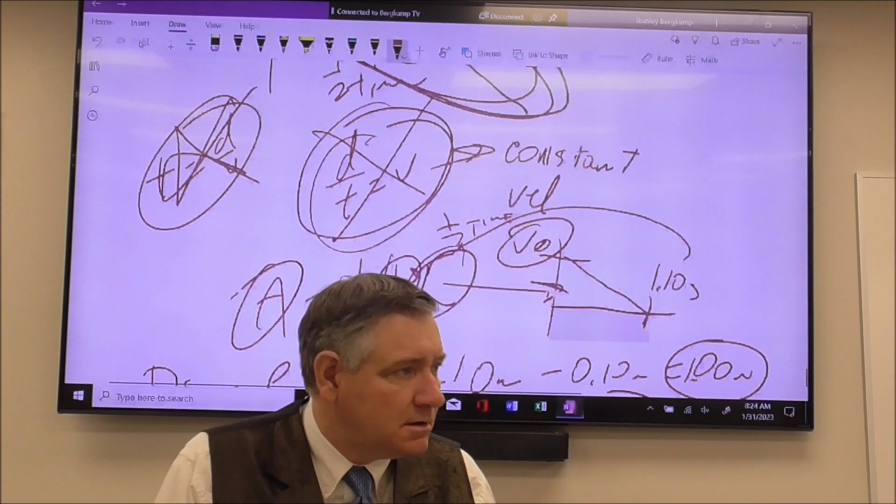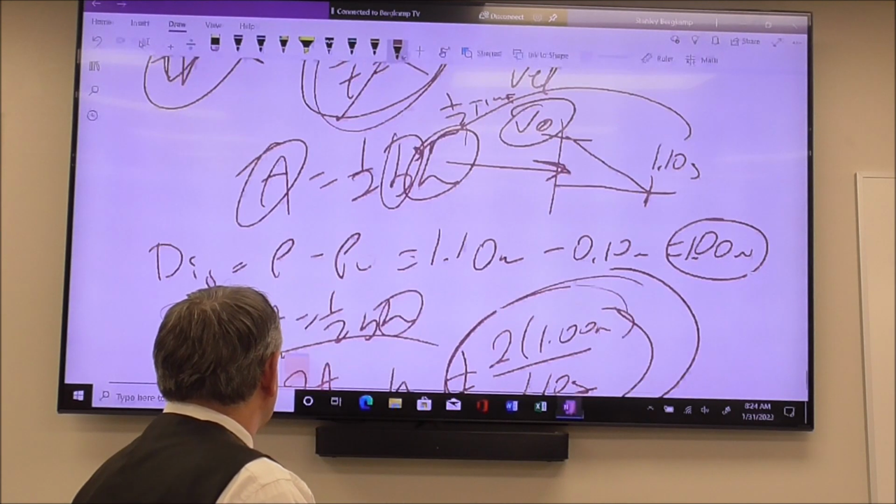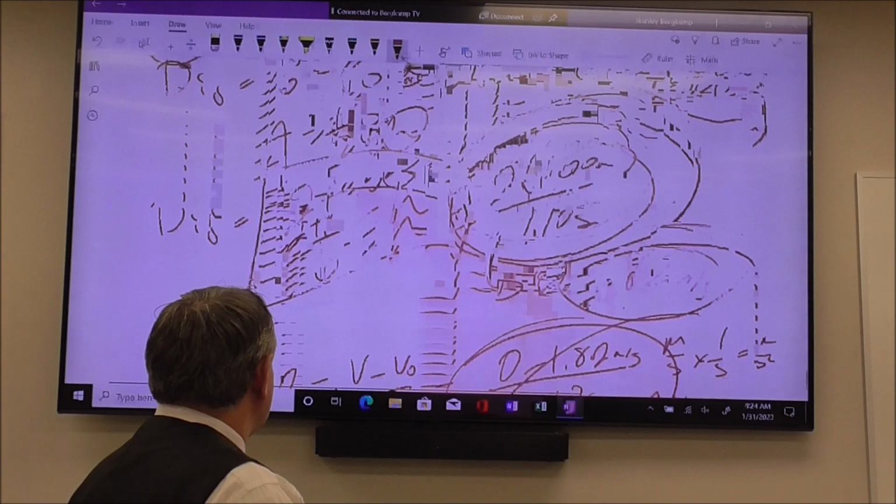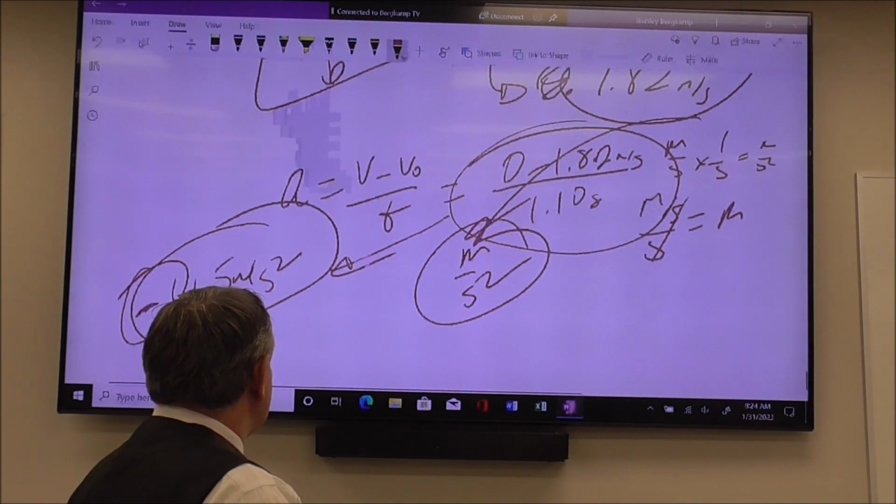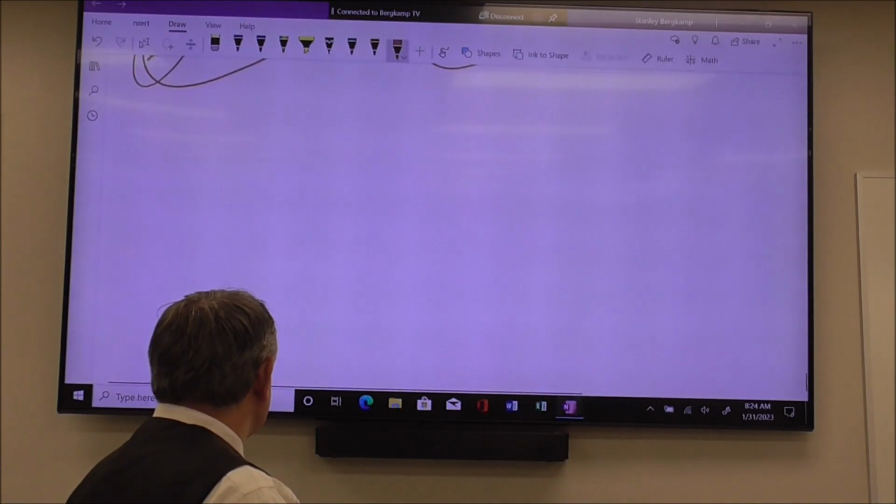TV keeps glitching out. Like when you draw, it glitches. Okay, well that's weird.